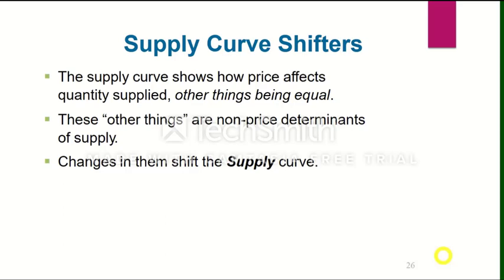Non-price determinants of supply means the things other than the price of a good that determine the seller's supply. And a change in a non-price determinant of supply changes the supply curve as well, and the supply curve shifts in either direction, either inwards or outwards.